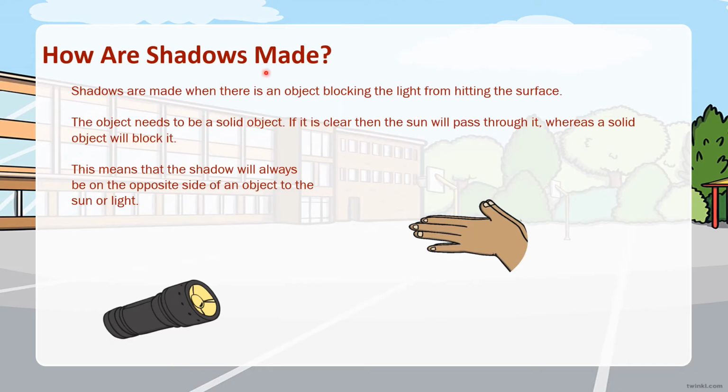How are shadows made? We have seen this in yesterday's lesson. Shadows are made when there is an object blocking the light from hitting the surface. An object needs to be a solid object. If it is clear, then the sun will pass through it, whereas a solid object will block it. Today we will learn more about how much light passes through an object. This means that the shadow will always be on the opposite side of an object to the sun or light.